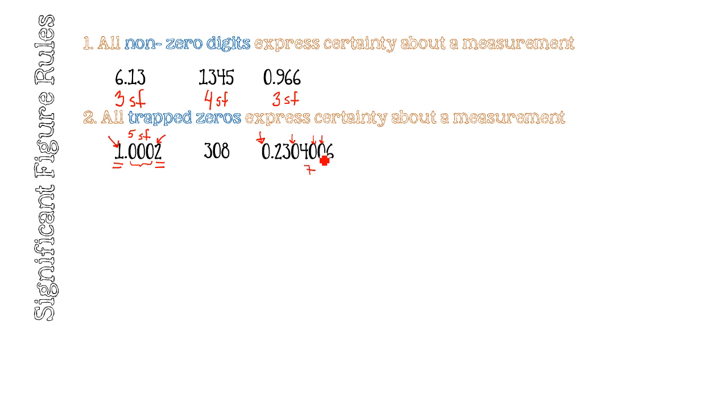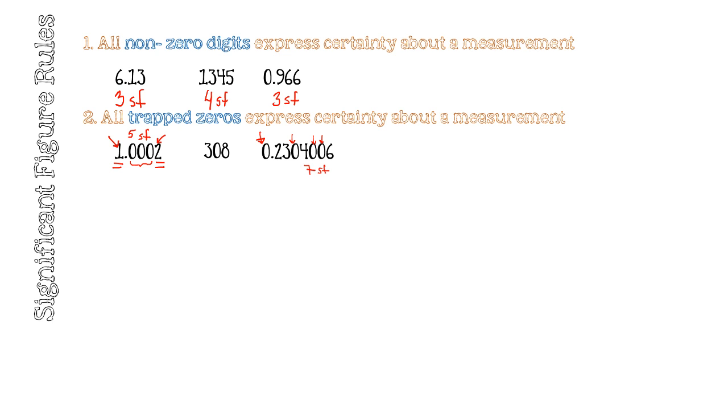So this is a very reliable measurement. I must have had a pretty good scale to get all the way out here to this distant decimal place. So that's 7 significant figures and a very reliable measurement. So those 2 rules are pretty straightforward, right? Any non-zero digit and any trapped zeros.